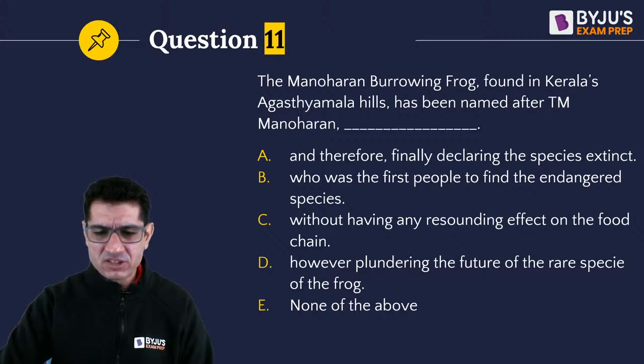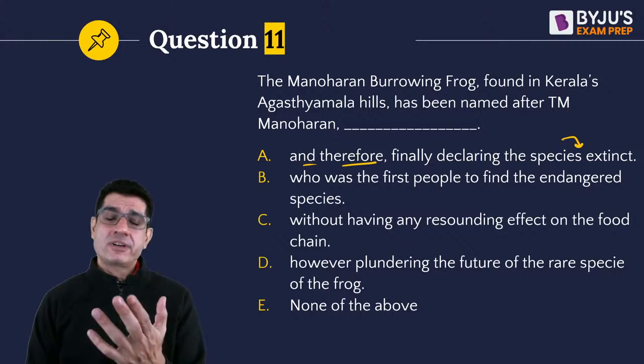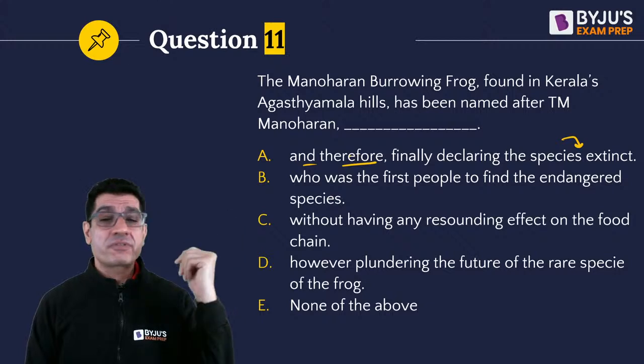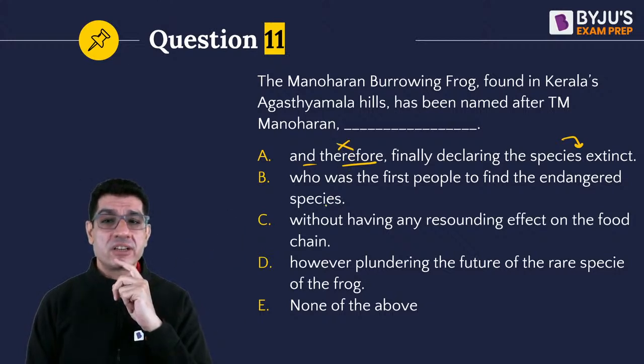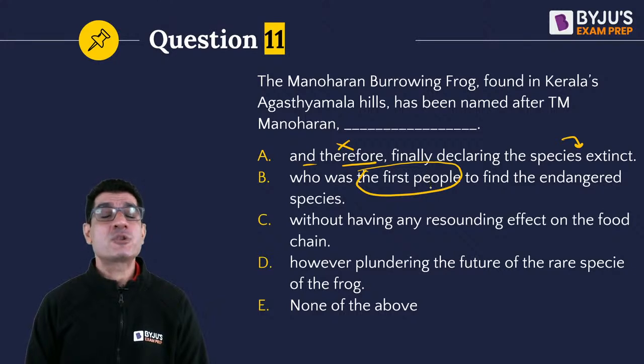Okay, so here A says and therefore finally declaring the species extinct. Therefore tells you it is a conclusion, but how would this conclusion follow from the rest of the sentence? So that's logically a problem. Who was the first people? You either say who were the first people or who was the first person. This is otherwise grammatically inconsistent, so that's wrong.